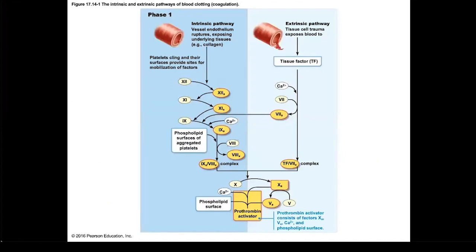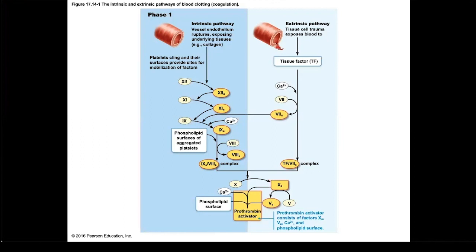This figure 17.14 is in your textbook. You'll see that the intrinsic pathway is on the left and the extrinsic is on the right. Both pathways end in the prothrombin activator. So we're going to start with the intrinsic pathway.